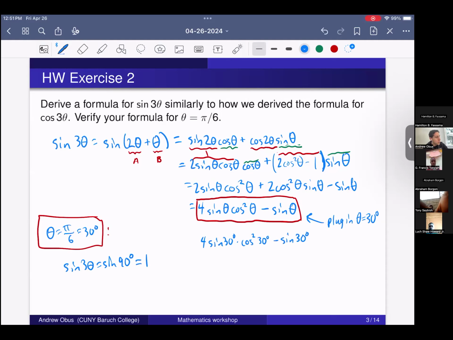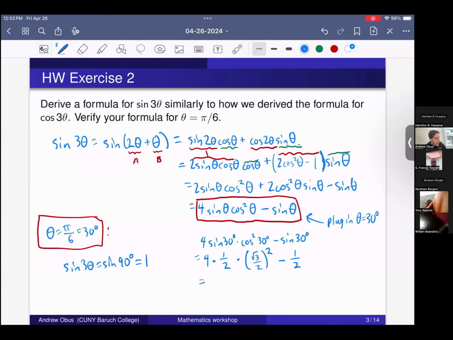Okay, so sine of 30 degrees is 1/2. So that's 4 times 1/2. And then cosine 30 is square root of 3 over 2. And we have to square that because it's cosine squared. And then minus sine 30, which is 1/2. And so let's see what this simplifies to.